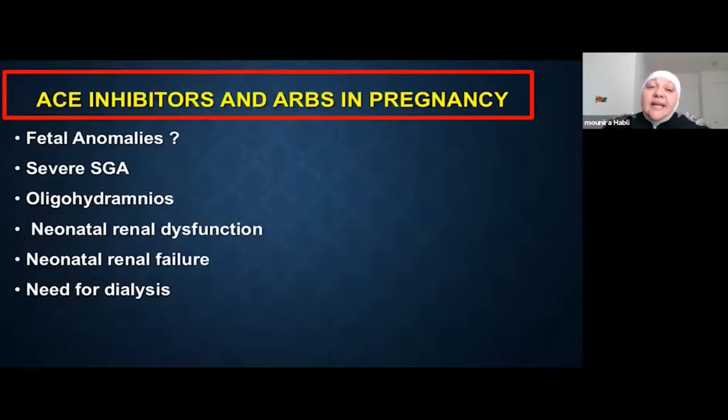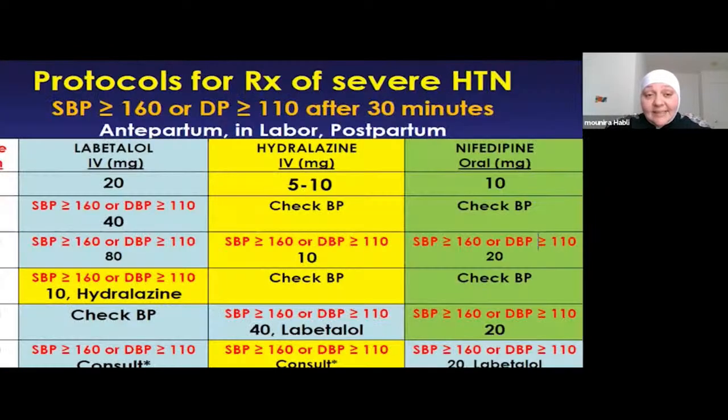Why don't we use ACE inhibitors or ARBs? Because they can cause fetal anomalies such as clavicular or bone abnormalities, IUGR, oligohydramnios, fetal renal failure, and dysfunction. And sometimes these babies are born and will need neonatal dialysis. This is a protocol for severe hypertension. I'm not going to go through it, but we can print that for people if needed.